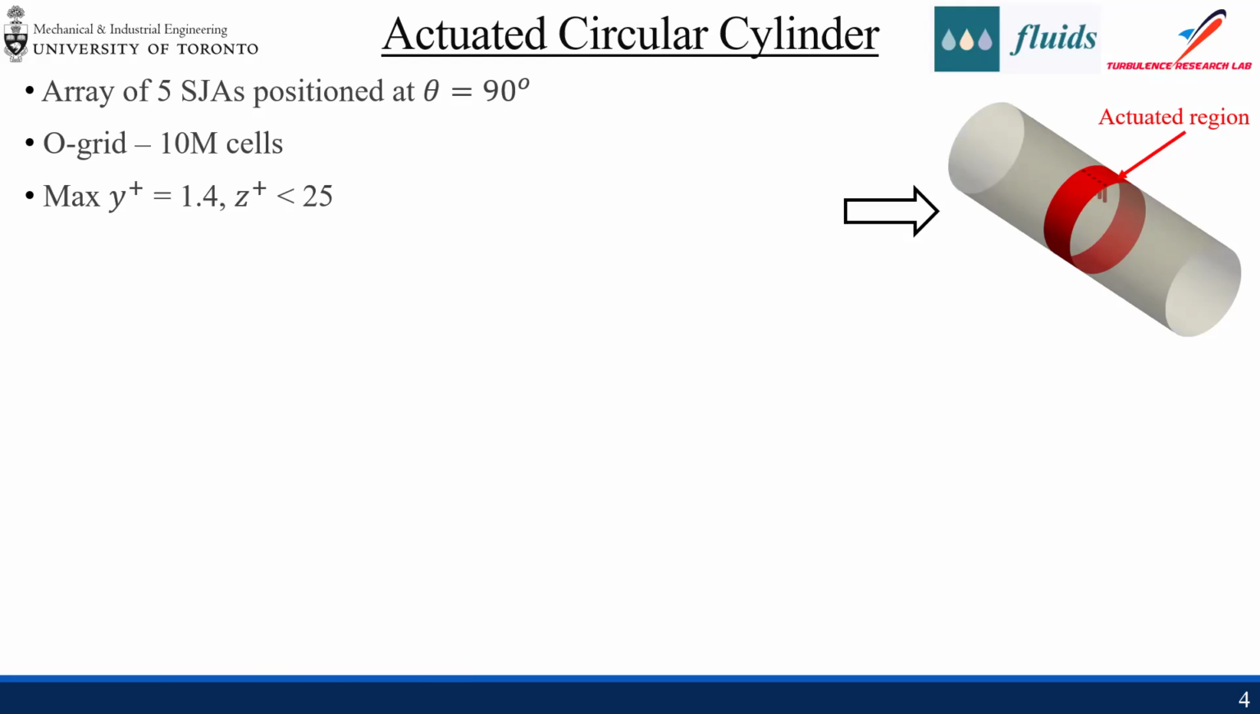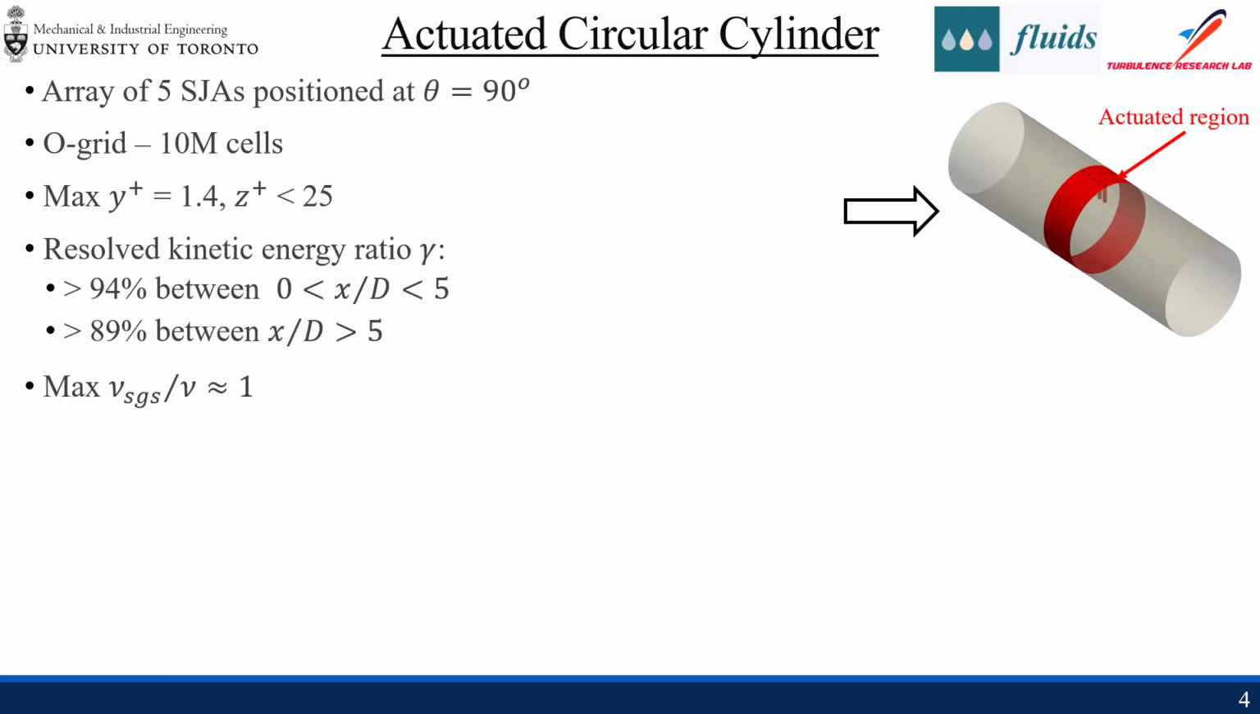The mesh is primarily a slightly modified O-grid, 10 million cells, with a maximum Y plus of 1.4 and a maximum Z plus of 25. I am resolving at least 89% of the turbulence in the entire flow domain, and there's a maximum eddy viscosity to kinematic viscosity ratio of 1. That is usually located around the exit and outlet or near the exit. Near the actuator zone, especially mid-span, that's usually around 0.3 to 0.4.